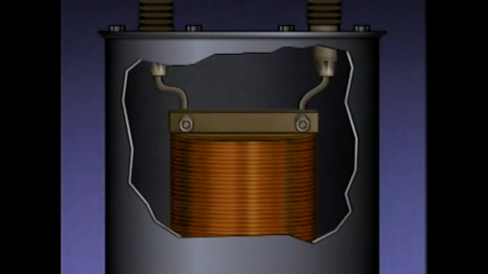Inside the transformer casing are the windings. The windings are usually mounted on an iron core, which concentrates the magnetic field produced in the windings.